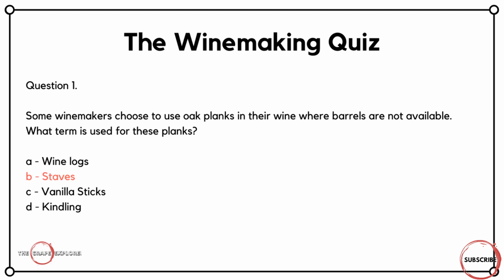Difficult, like I say, to come up with incorrect answers. These oak planks, which will reveal the right answer shortly, are about this long and they're actually put inside of the steel tanks where there aren't oak barrels available. So if anyone here has guessed answer B, staves, well done, that's absolutely correct.